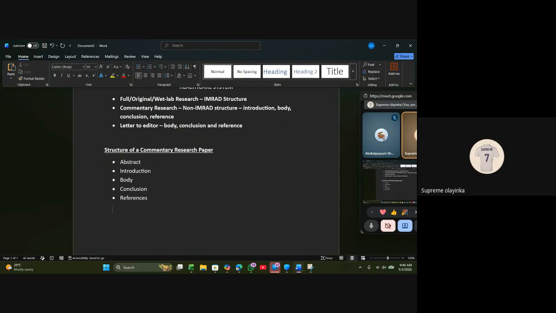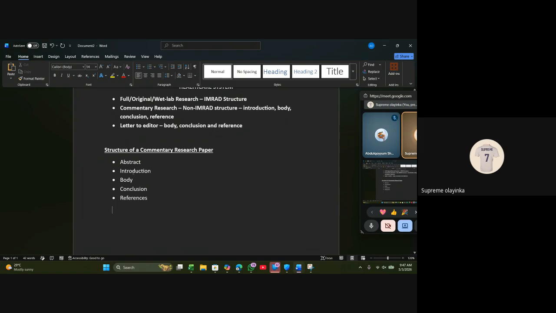So maybe we start with abstract. Abstract is actually more like a summary of the whole research paper, which is why I don't want to start with it now, because you must know everything you want to write in the introduction, body, conclusion, and reference. So the summary of the whole research paper will be put inside the abstract.